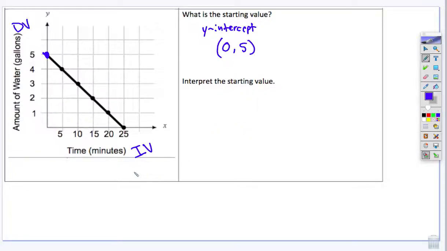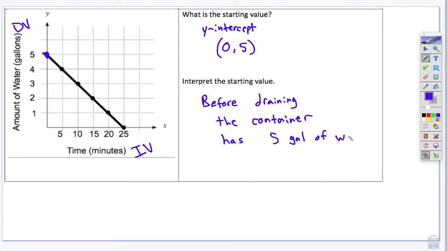And if we interpret that in terms of the two variables, that's 0 minutes and 5 gallons. The water in this container is decreasing. So maybe it's got a leak or something, but before draining or leaking or whatever, the container has 5 gallons of water. Okay, so that's our interpretation of the y-intercept (0, 5).